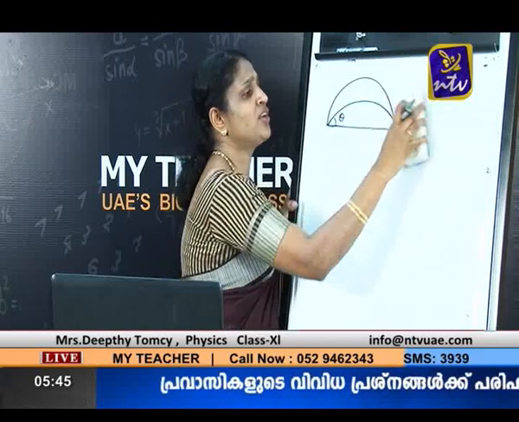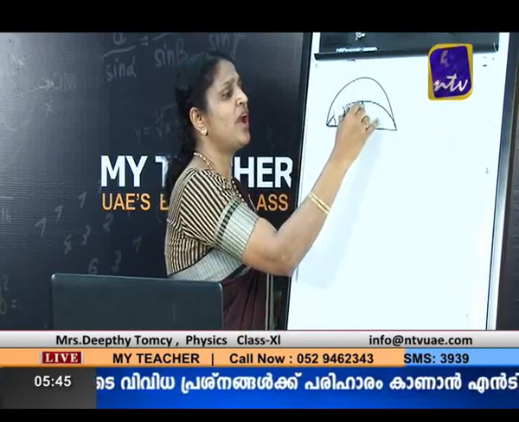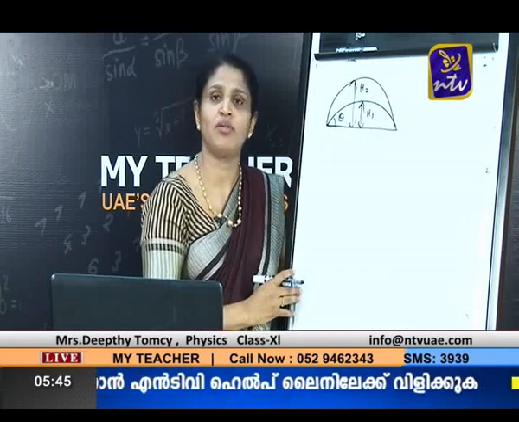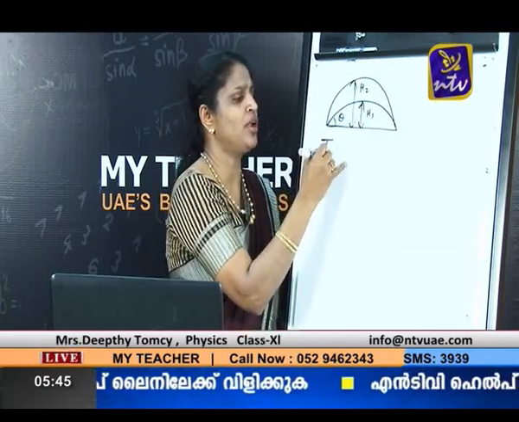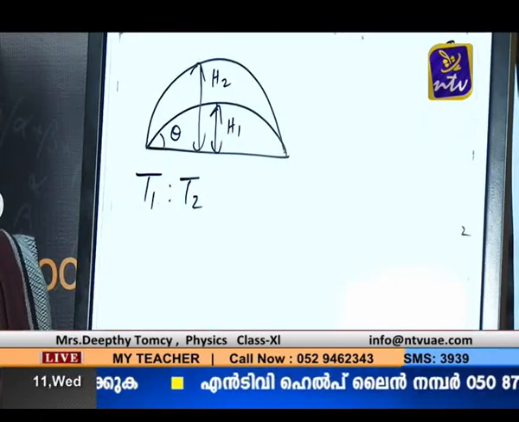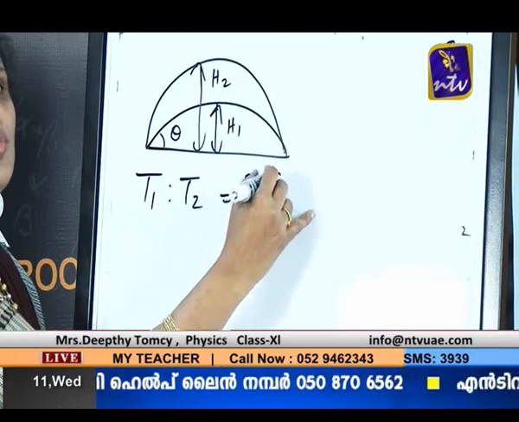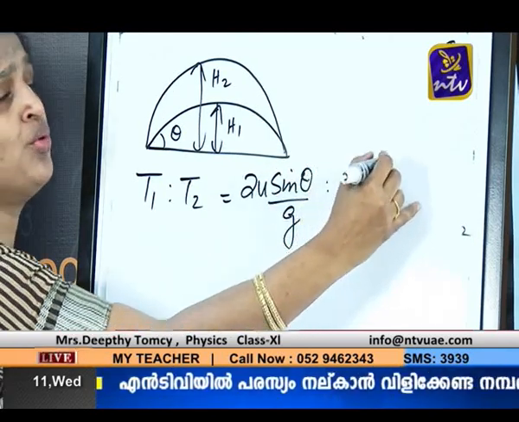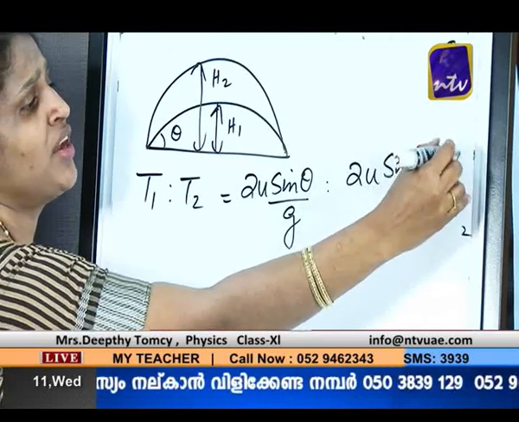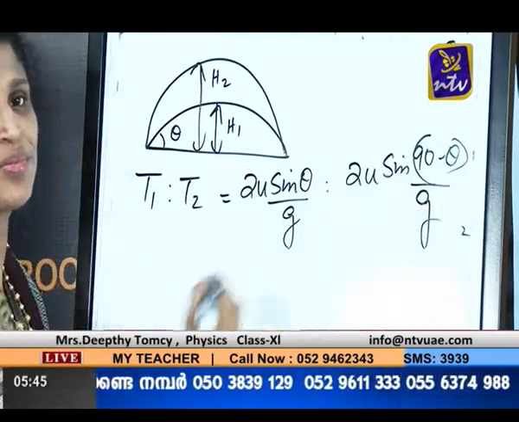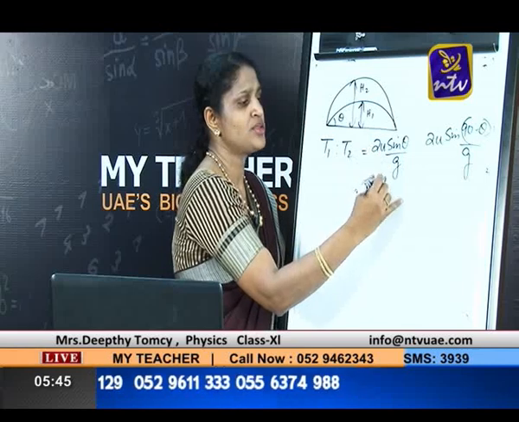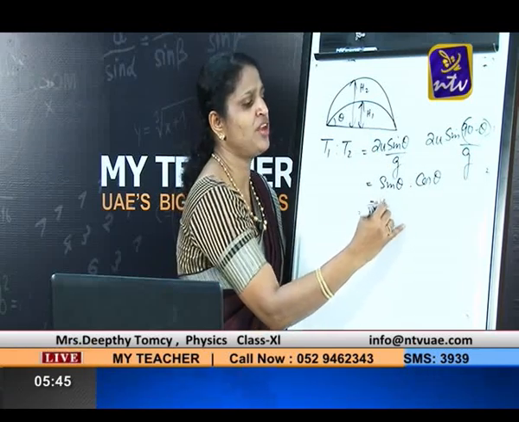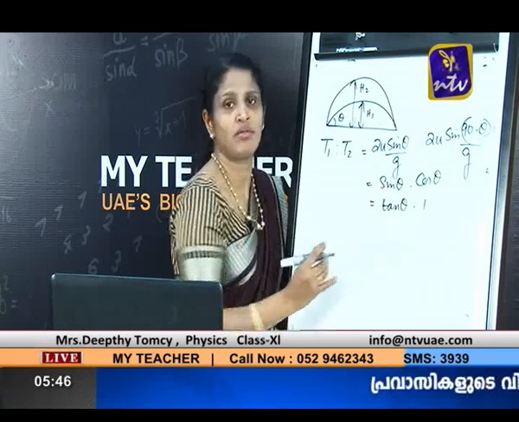Now under this condition, what is the ratio of the heights covered by it and what is the ratio of the times of flight covered by it? To find the ratio of times of flight in the two cases, in the first case you have 2u sin theta divided by g. In the second case you have 2u sin (90 minus theta) divided by g, that is equal to sin theta is to cos theta. This is the same as writing tan theta is to 1.